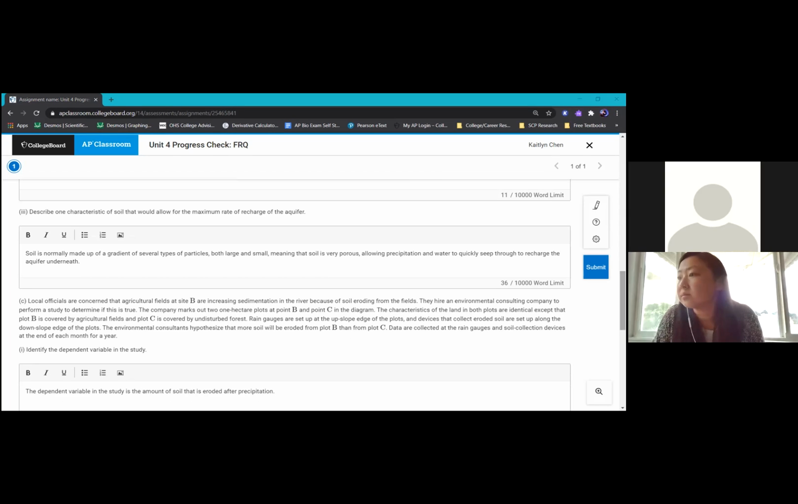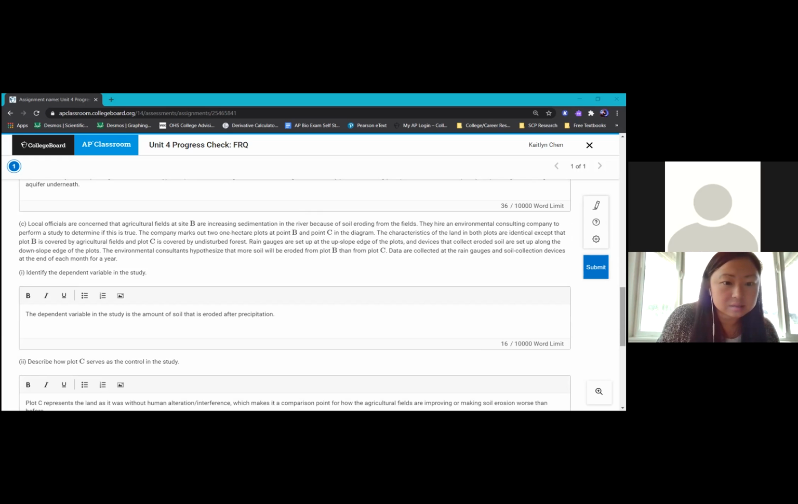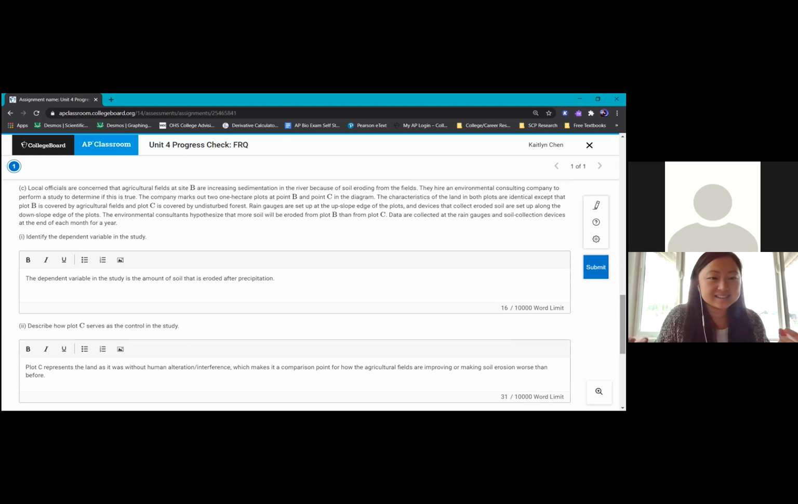Let me check the answer key to make sure. Oh yeah, it says the soil should have high porosity because it should have a large number of pore spaces for water, or it should have high permeability, or it can have a high percentage of sand because sand is very permeable. So I didn't have to be too specific. No, this is perfect. A lot of these, when it says describe, one sentence is usually what they're looking for. Yes, amount of soil. Nailed it.